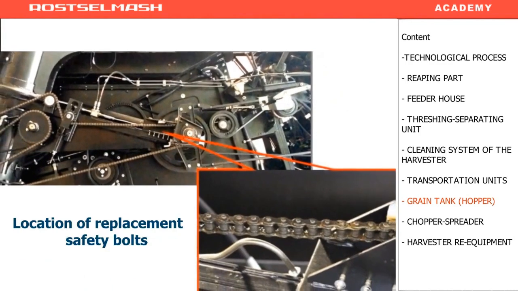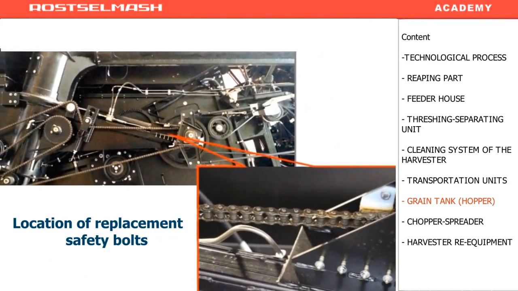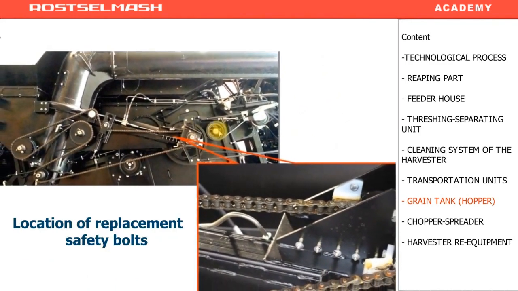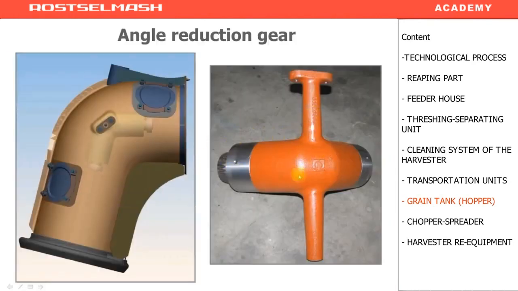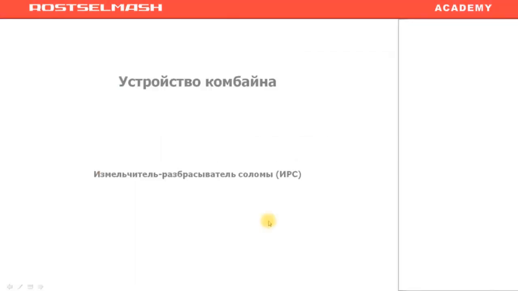There are 5 spare shear bolts and 1 installed between the discs. The angle reduction gear by Bondioli transfers rotation from the vertical part to the horizontal one.